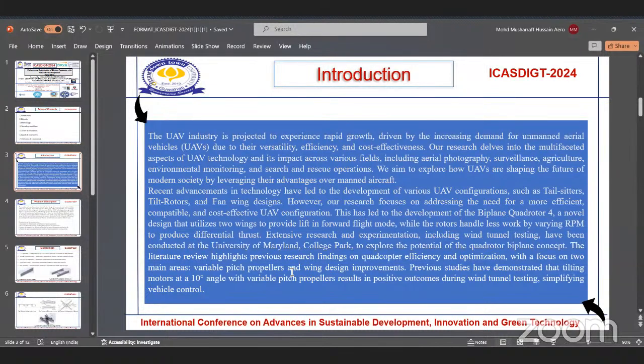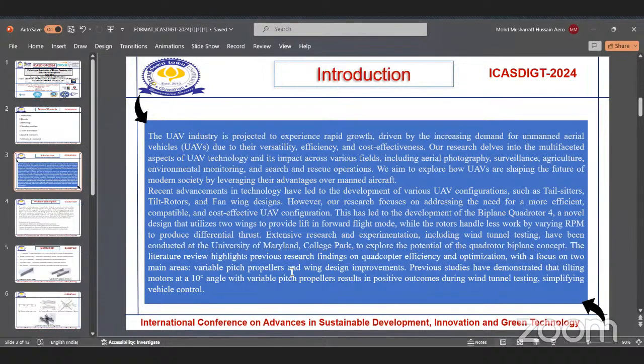This has led to the development of the biplane quadrotor, a novel design that utilizes two wings to provide lift in forward flight, while the rotors work by varying RPM to produce differential thrust. It means that our aircraft can take off like a helicopter, and after changing the motor thrust, we can convert it into an aircraft.